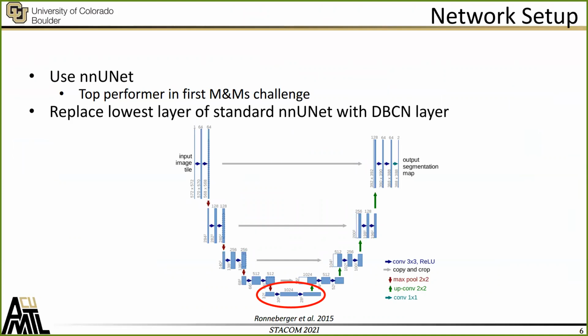NNUNet was used to showcase our DBCNs due to its impressive first-place performance in the first M&M's challenge. We simply replaced the convolutional blocks in the lowest layer with our deformable Bayesian convolutions, or the layer circled in this UNet model. Then we used the same data augmentation and 5-fold cross-validation as the NNUNet attempt for the first M&M's challenge, with an additional KL divergence term added to the loss function to help train the DBCNs.